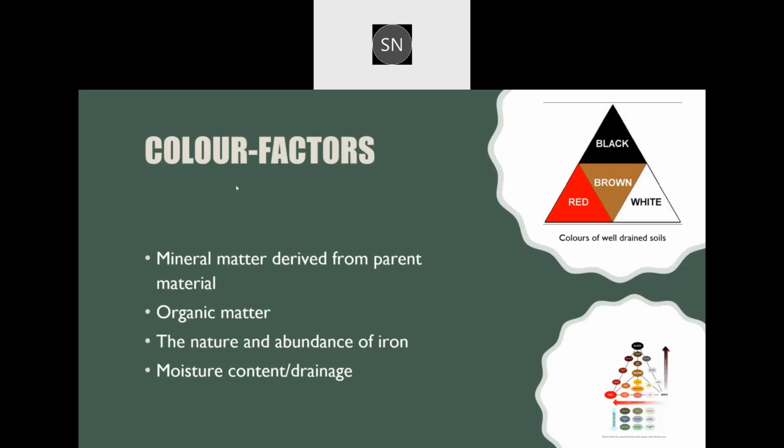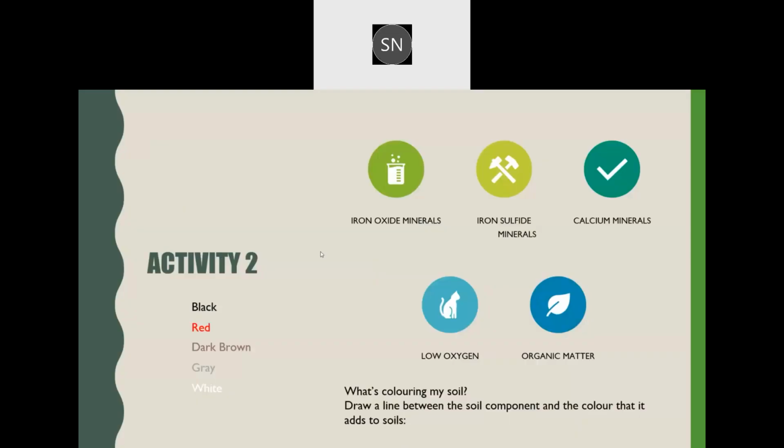Usually we'll have a question on this, and we already did some of the activities. If a lot of iron is present, what type of soil? If iron sulfide minerals, what type of soil? Calcium is white in color. If low oxygen, it will be a grayish color. If a lot of organic matter, it will be black in color. These are the types of colors.